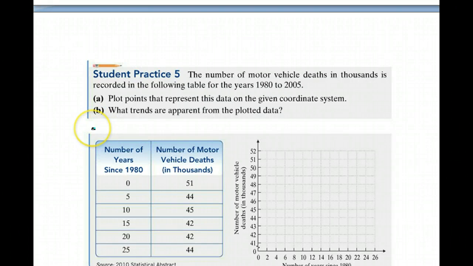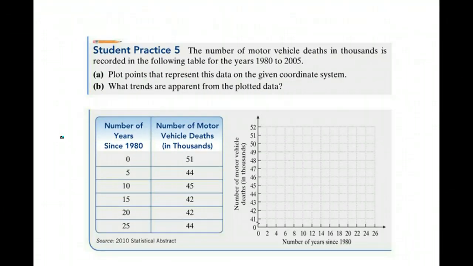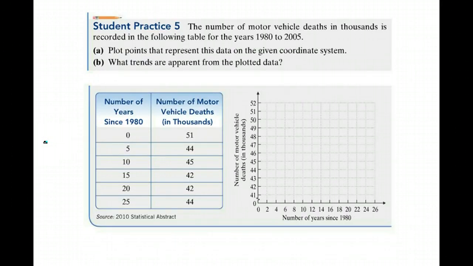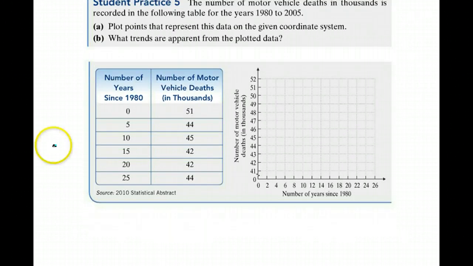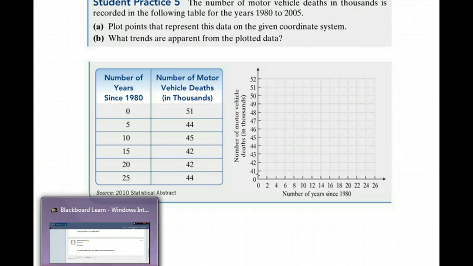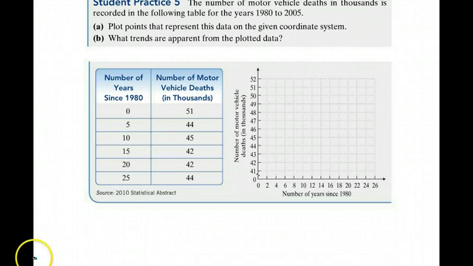Okay, student practice 5. We are essentially doing the same thing here, only this time I would like for you to go ahead and do it. Go ahead and graph the ordered pairs and then come up with the trends that are apparent to you from your plotted data. Please go ahead and pause the recording, and as soon as you're ready, press play and we will talk about the graph and what this should look like.